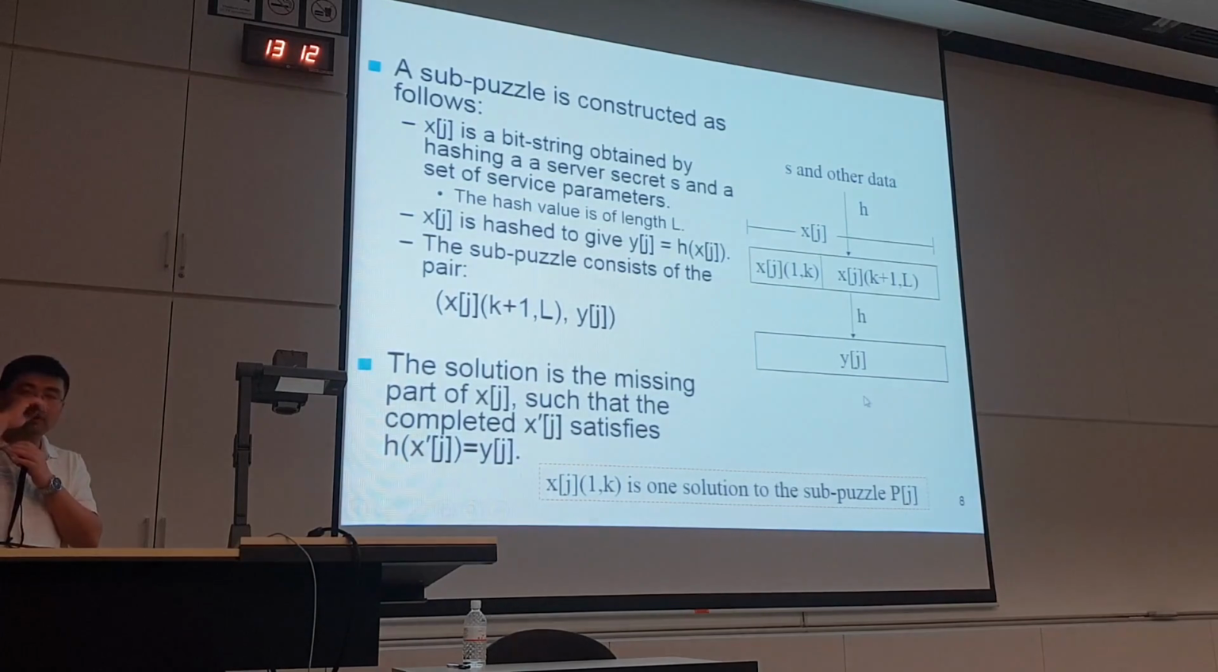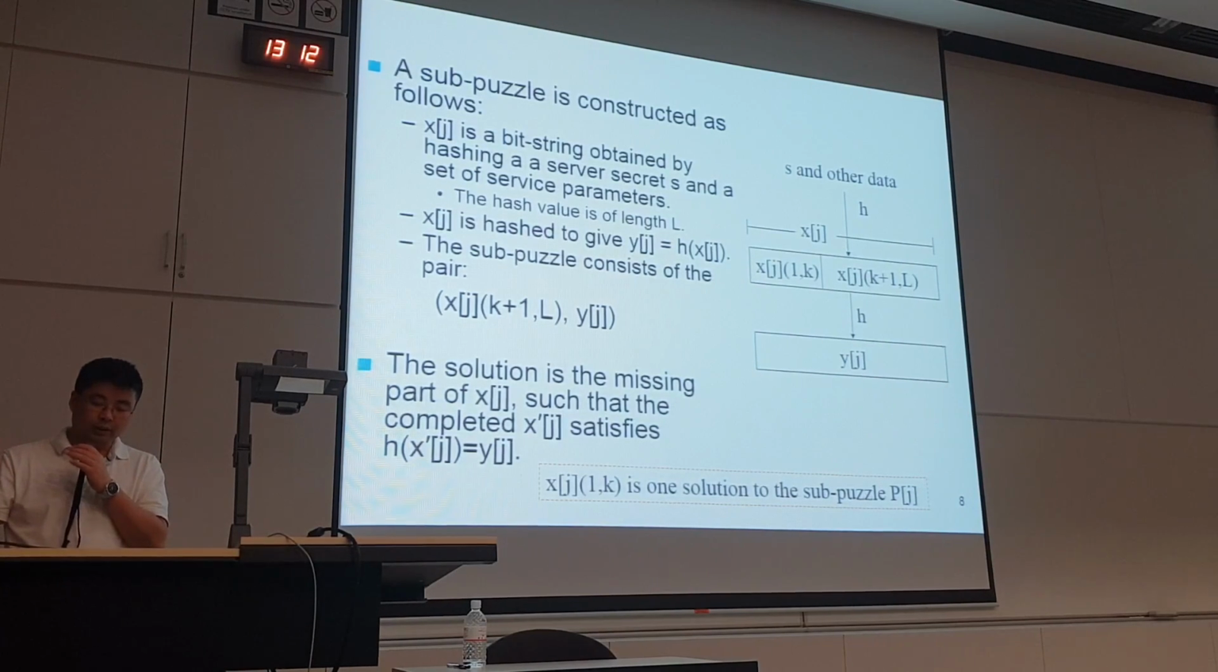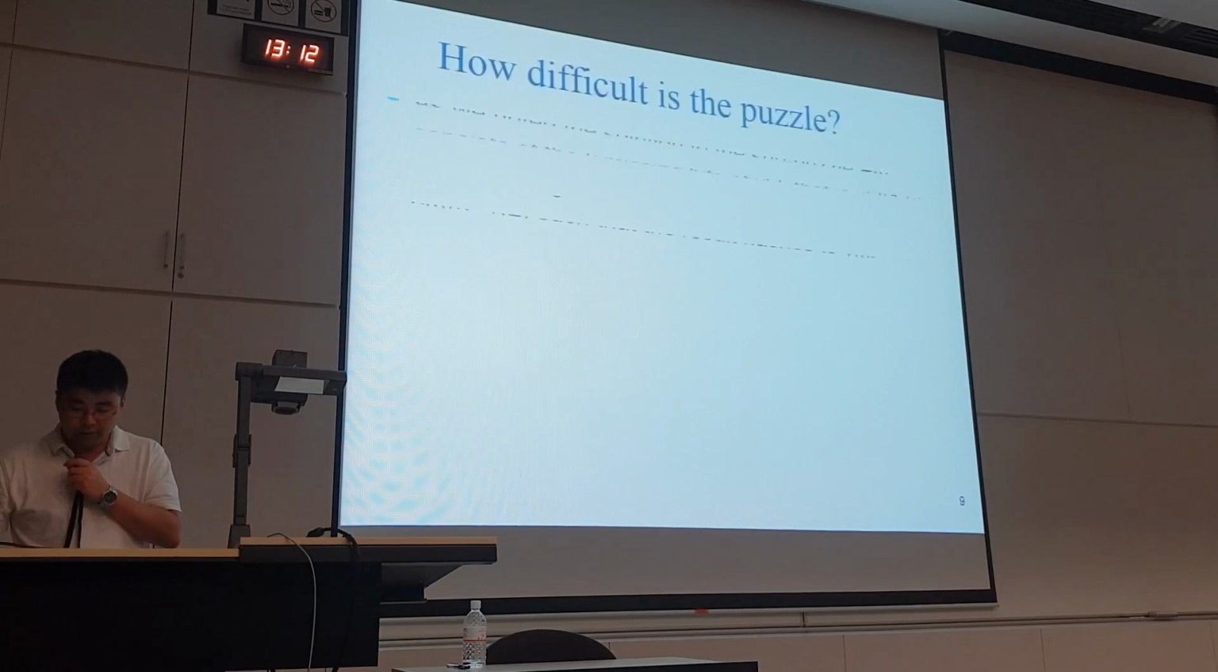Verifying the puzzle is also very quick. Once you give the solution, the server can do the verification very quickly. However, to find the solution, because hash is one way and S is unknown to the client, it is not that efficient, depending on the size of K. If K is small, it is efficient, but if K is not that small, then the client needs a certain amount of computation to find the solution.